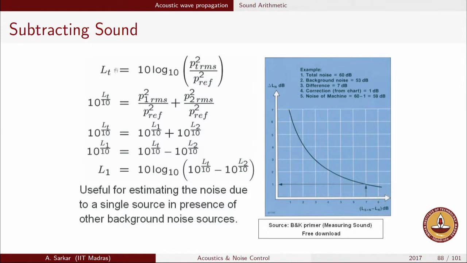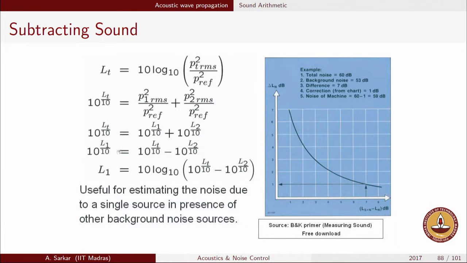So, the total sound, which is abbreviated as L subscript T, is given as 10 log 10 of the mean square of the total sound divided by the P reference square. So, that could be turned around and written as 10 to the power L T by 10 is this total sound, which is P T RMS square by P ref square, and we already know that the total RMS square is P 1 RMS square and P 2 RMS square, just simply add it. So, therefore, we know that 10 to the power LT by 10 is 10 to the power L1 by 10 plus 10 to the power L2 by 10.